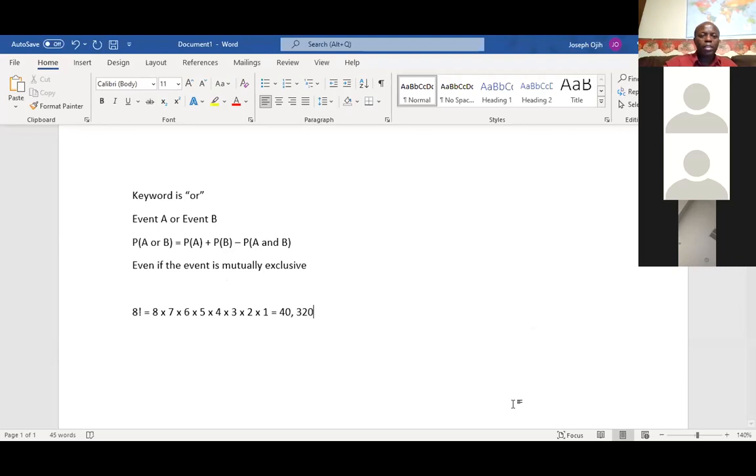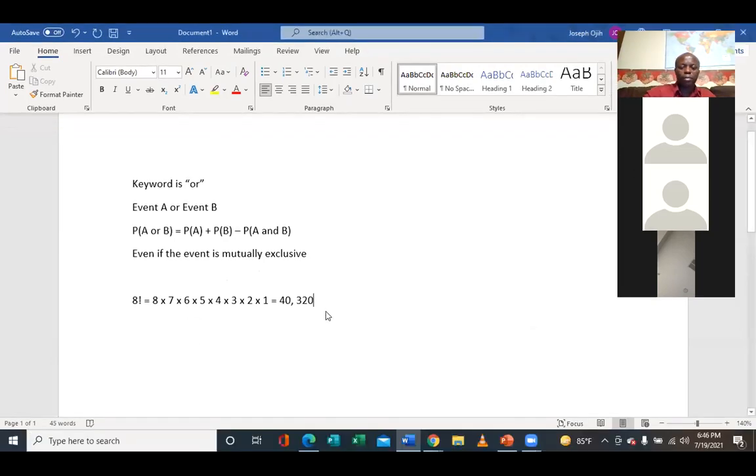In a similar vein, if I say something like 5 factorial, it means 5 times 4 times 3 times 2 times 1. So 5 times 4 is 20. 20 times 3 is 60. 60 times 2 is 120. So whenever you see this kind of thing, you know that's what you're going to do.